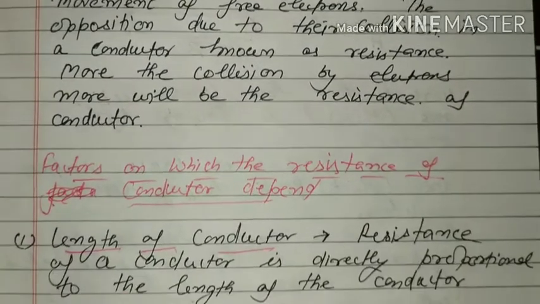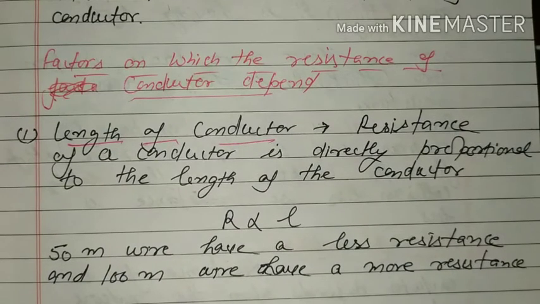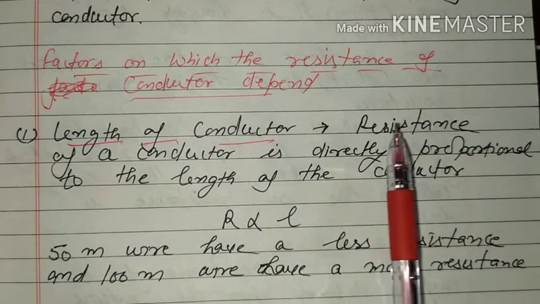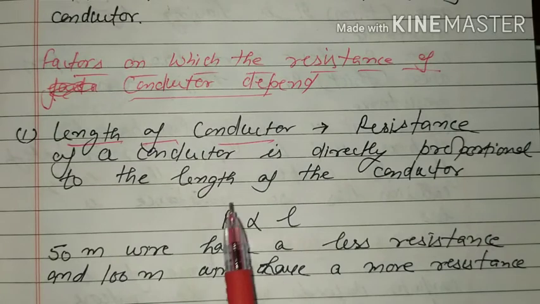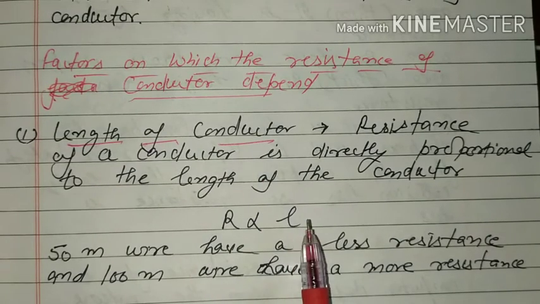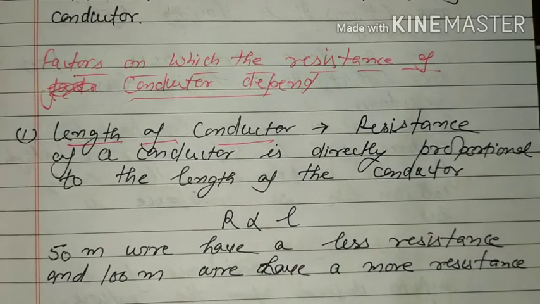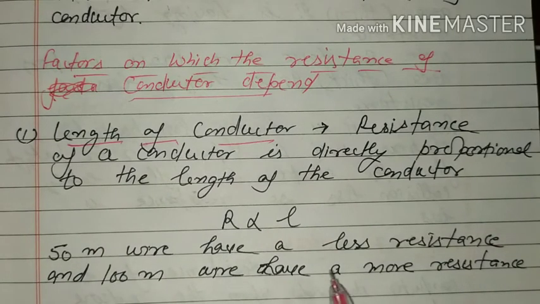Now, the factors on which the resistance of a conductor depends. First is the length of the conductor. The resistance of a conductor is directly proportional to its length, meaning as length increases, resistance increases. A 50-meter wire has less resistance because its length is less, and a 100-meter wire, compared to 50-meter, has more resistance because its length is more.